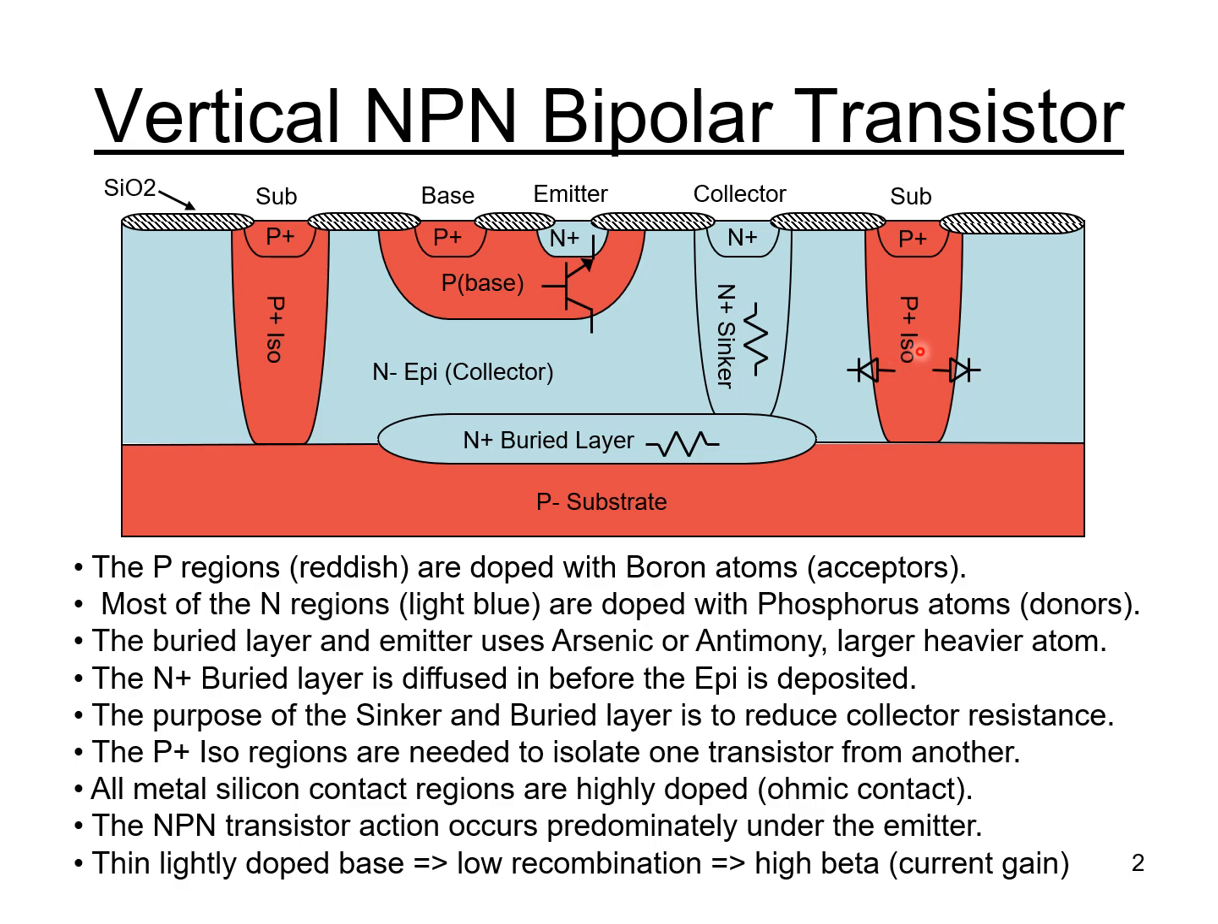Generally, in this case, the P plus ISO would be tied to ground, so that substrate would be grounded, and that, or the most negative voltage on the chip. So those diodes would normally be reverse biased.